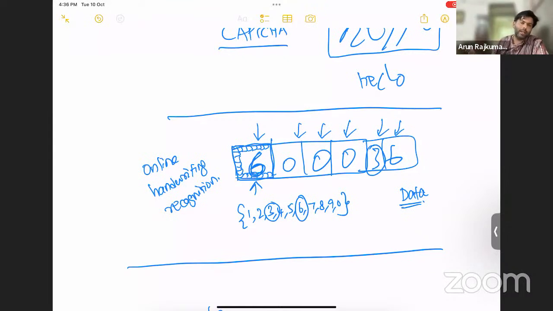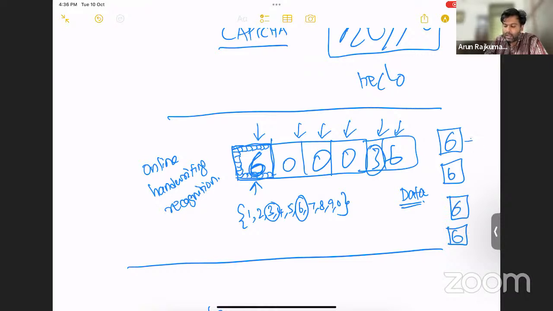This is some data that I would have collected, where I might have different people writing the number 6, and then I would map this to a label. So the feature in this case is just an image, which has the number 6 written by different people, and the label is always 6 in this case. All these are mapped to the label 6.